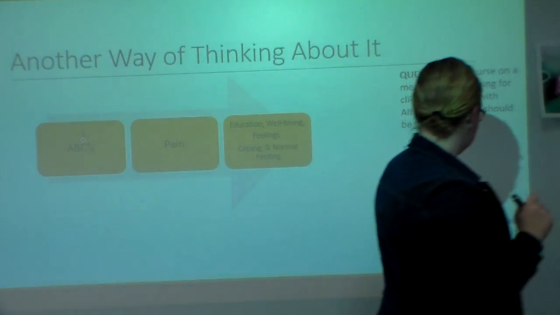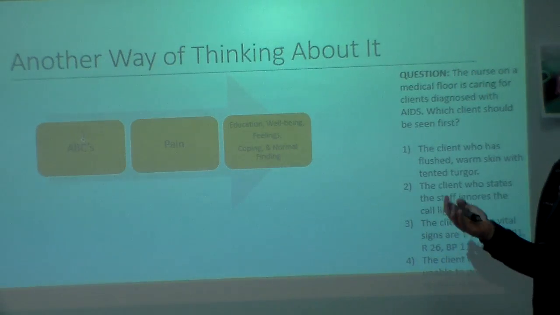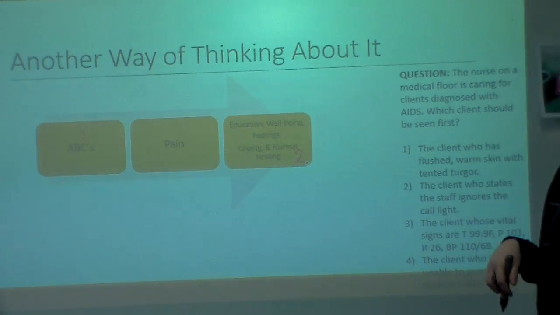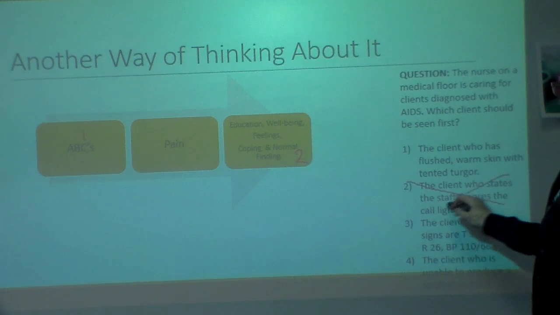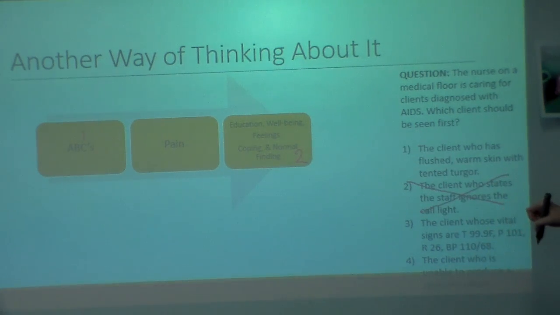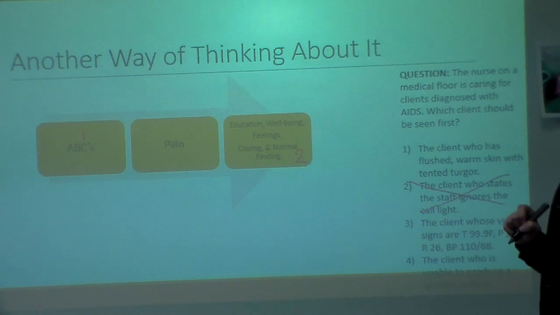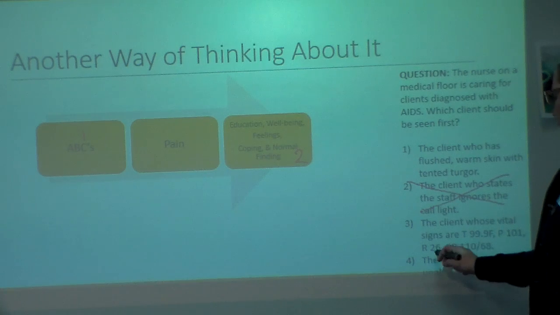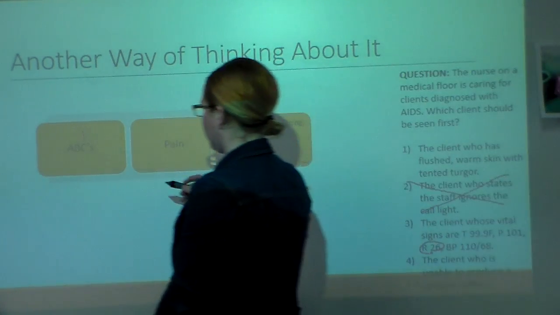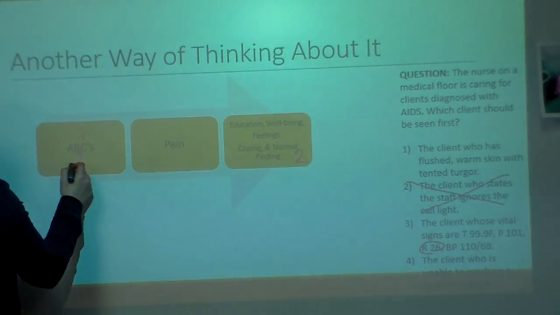So the client who states the staff ignores the call light. I would put it all the way in that category. So I know right off the bat, I'm not going to pick number 2 because I've got something all the way in the circulation category. The client whose vital signs are 99 Fahrenheit, 101 pulse, 26 respirations, blood pressure of 110/68. ABCs. I would even put this in the breathing category because the respirations are 26, if we're gonna be honest about it. So I'll put 3 there.